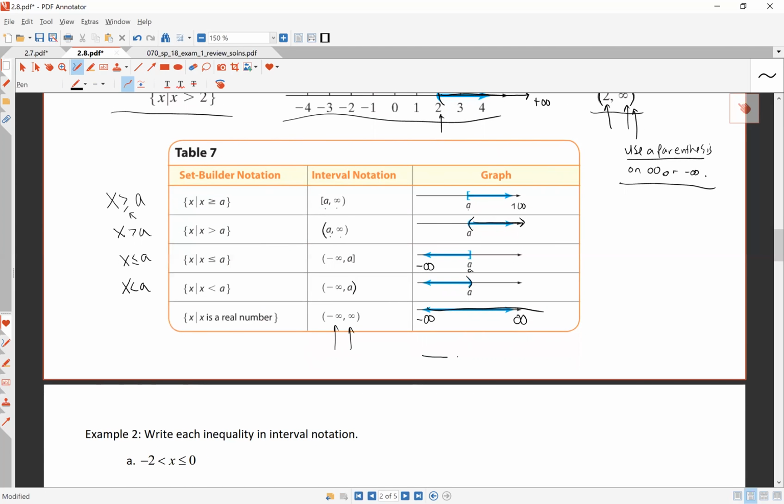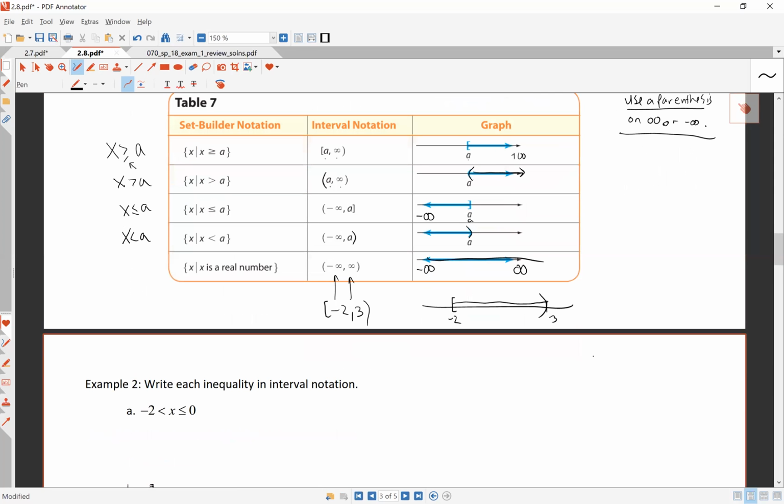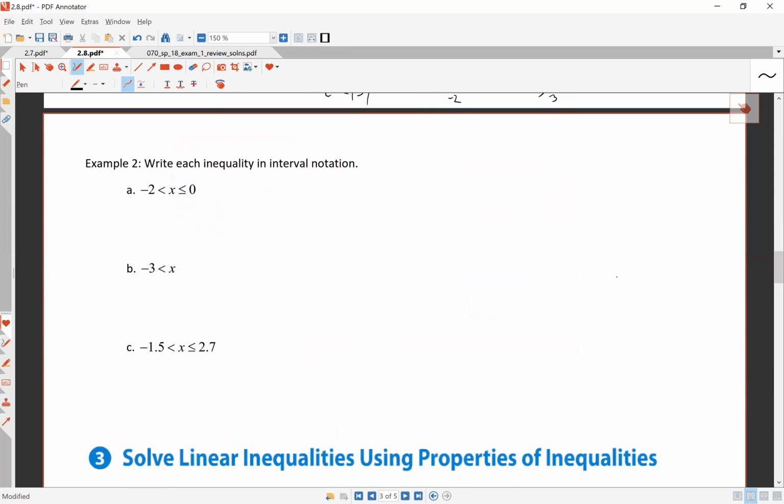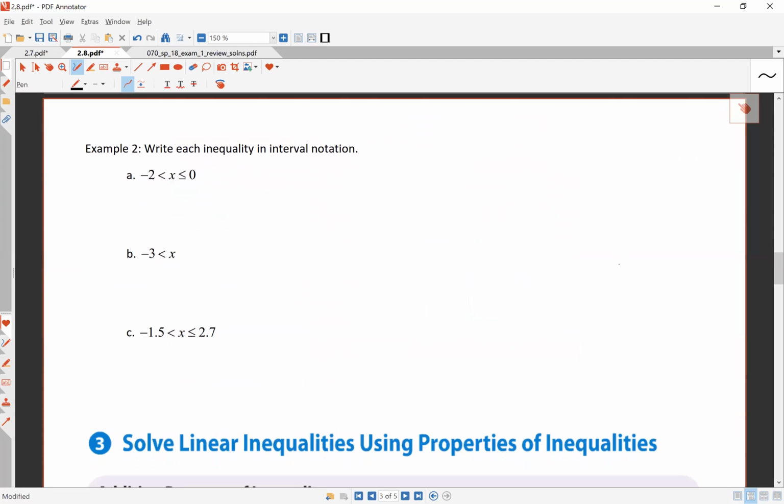Now, if your interval is finite, meaning the left side is -2 and the right side is 3, then your interval notation starts at -2 and goes to 3. I'm including -2 and not the 3. All right, I like to graph these first before I write the interval notation.